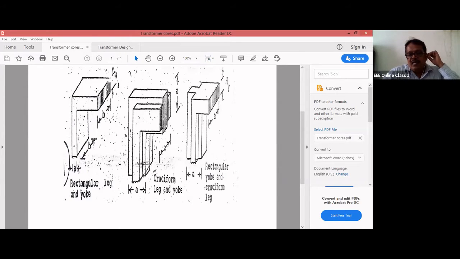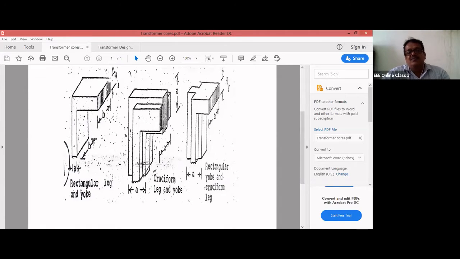For a square yoke, both height and width will be A and A. For a rectangular yoke, it will be A or D, so it will be different. For a cruciform core, even the depth of the yoke will be A, and even the height of the yoke will be A.